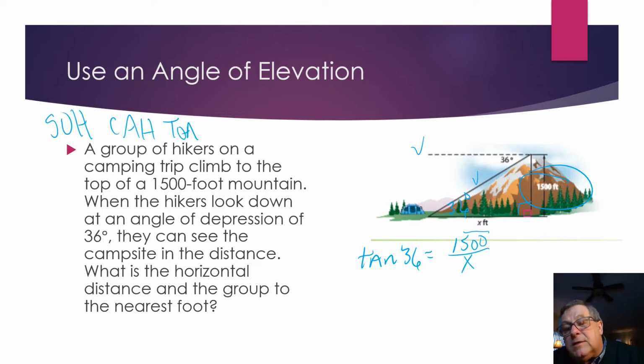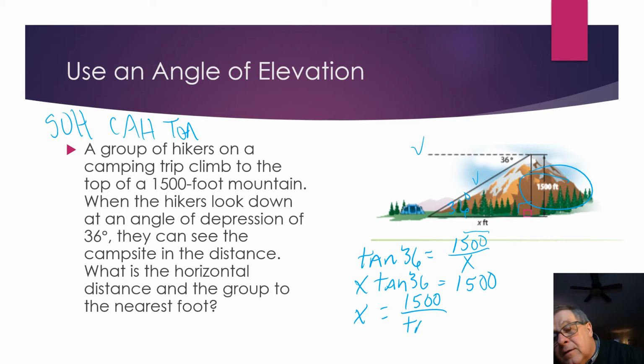Let's multiply both sides of this equation by x, and then we get x times the tangent of 36 equals 1,500. I want to isolate the x because that's what I'm trying to find, to the nearest foot, the horizontal distance between the campsite and the mountain. So then x equals 1,500 divided by the tangent of 36.